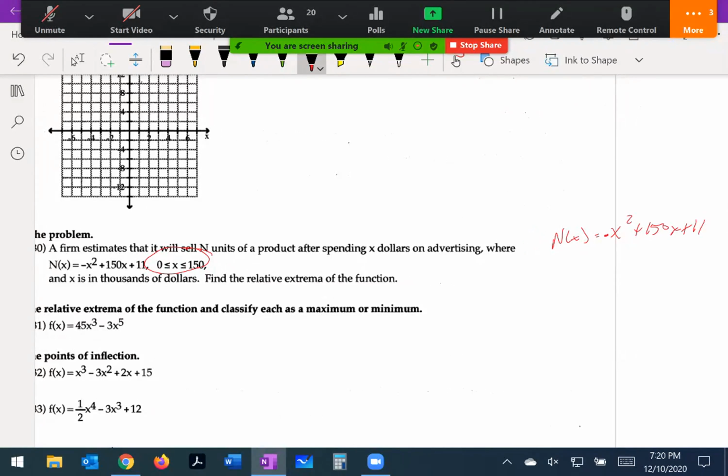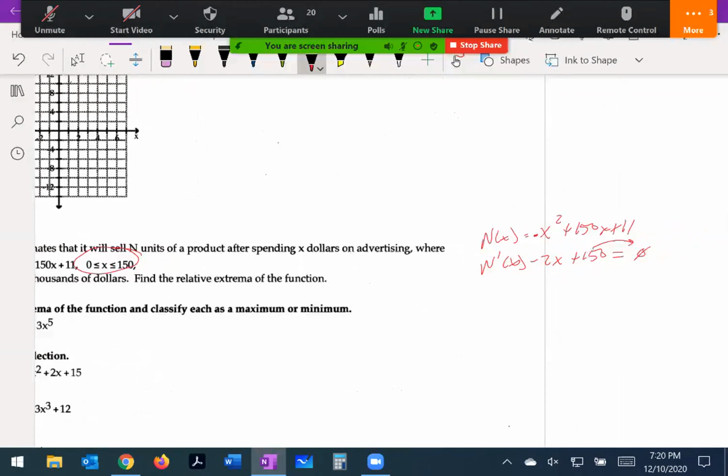Okay, so take the derivative of this. Find our critical values. Negative 2x plus 150. Set that equal to 0. Toss the 150 to the other side. Okay, so negative 2x equals negative 150. So divide by negative 2, and x is equal to 75. So that's my critical value.